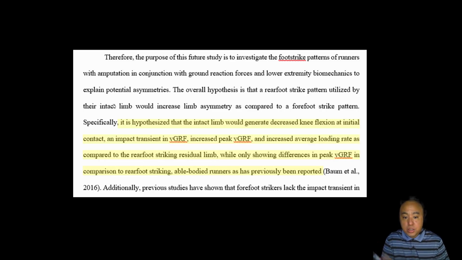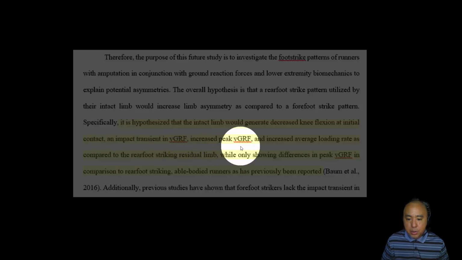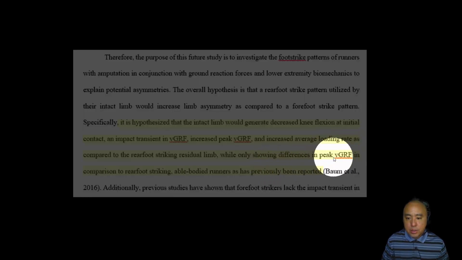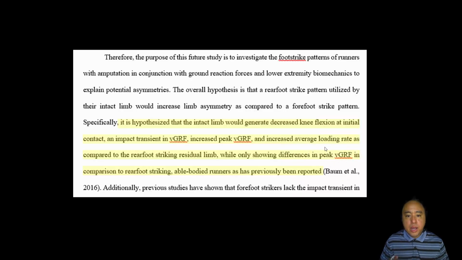She believes that it's going to change in this certain direction, as compared to the rear foot striking residual limb, while only showing differences in peak vertical ground reaction compared to rear foot striking able-bodied runners, as has previously been reported. So this last part of it, and she mentioned multiple dependent variables here, but this is a different hypothesis because she's talking about now the influence of the other independent variable, which is able-bodied versus amputees, and she's showing, while only showing differences in peak vertical ground reaction force, there's no direction there. So that is a non-directional hypothesis.